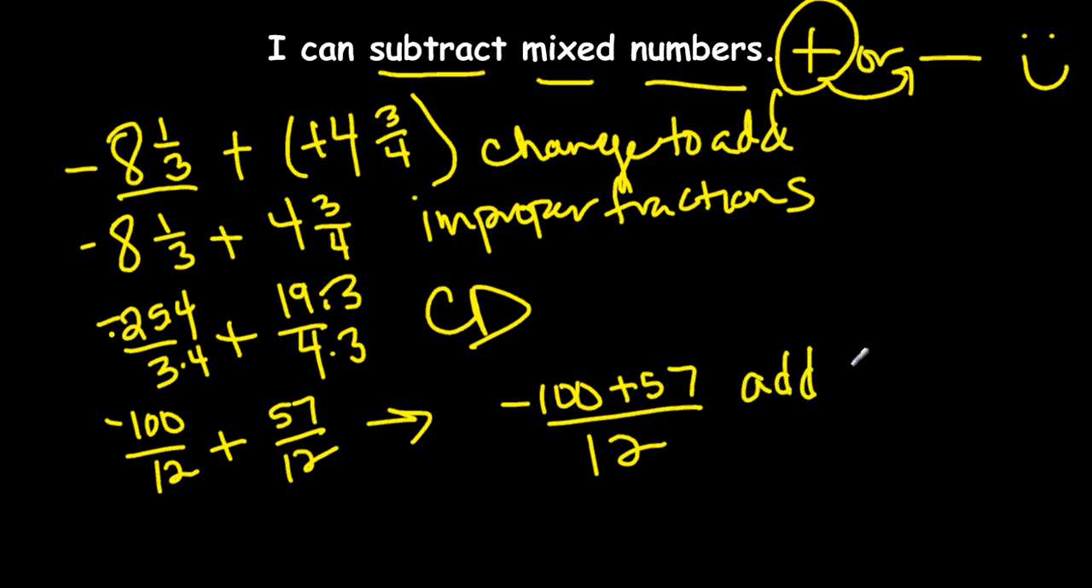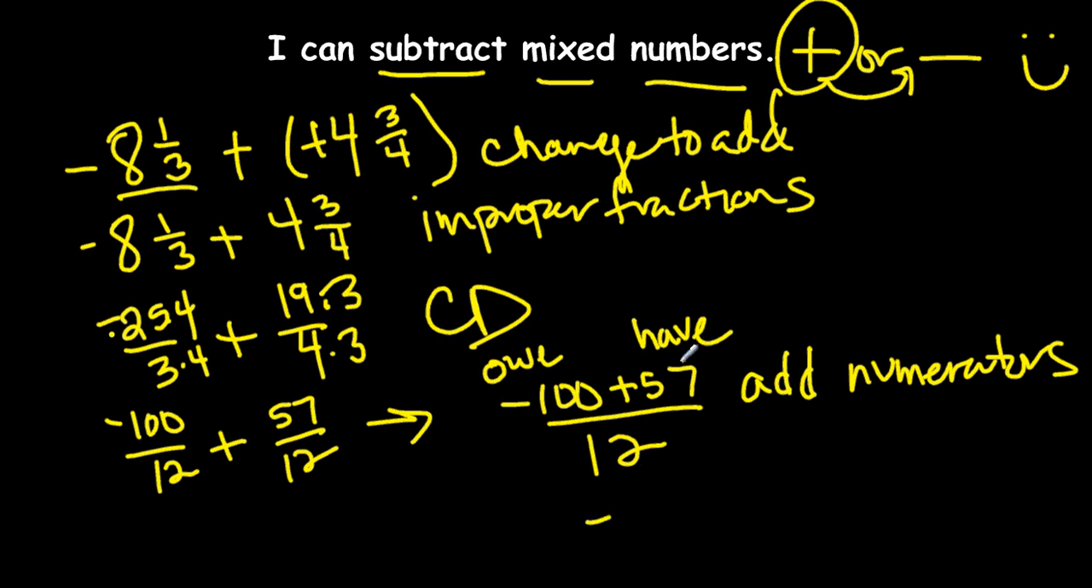Add numerators. And we keep the denominators the same, right? That's why we got them common. So I think negative 100 plus 57. Ooh, I owe someone $100. Yikes! And I have 57. So what's the situation? Well, I'm certainly still going to owe. So my answer is going to be negative.